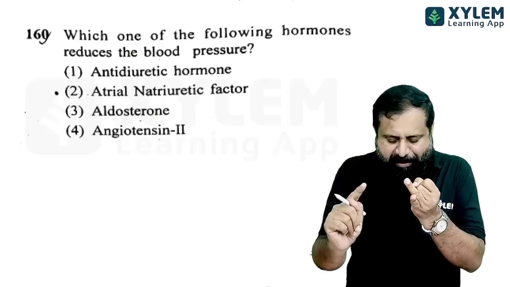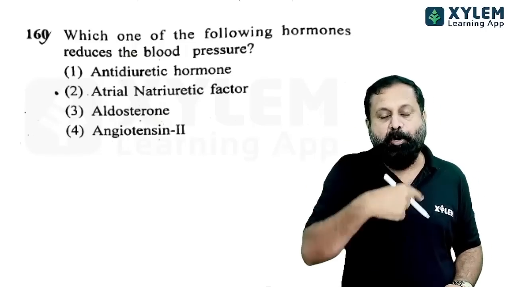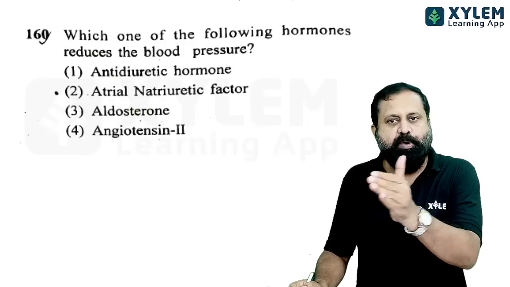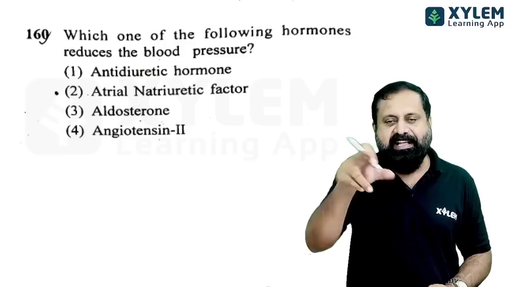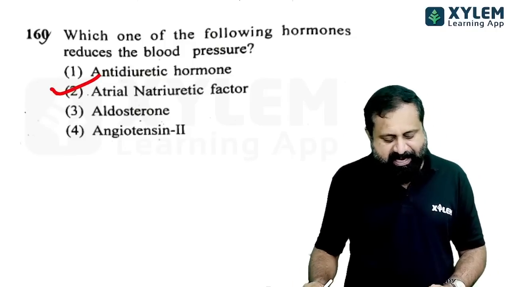ADH can increase the BP. Angiotensin 2 can increase the BP. But ANF produced by the heart decreases BP. ANF is atrial natriuretic factor. It is actually produced by your heart, so it can decrease BP. So the right answer is 2.